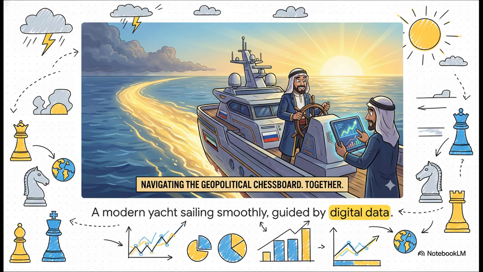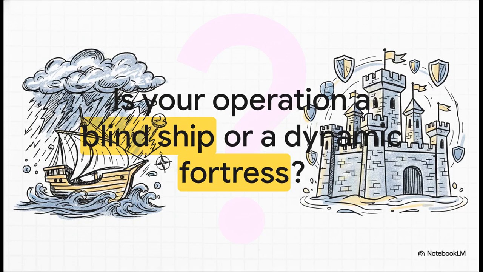Instead of tossing around in a tiny wooden ship in a massive thunderstorm, you're on a sleek, modern vessel sailing smoothly right into the sunrise, guided by clear digital data. You're successfully navigating the complex geopolitical chessboard, and you're doing it together with a partner who sees ahead and handles everything for you. As we wrap up this explainer, I want to leave you with this final provocative thought.